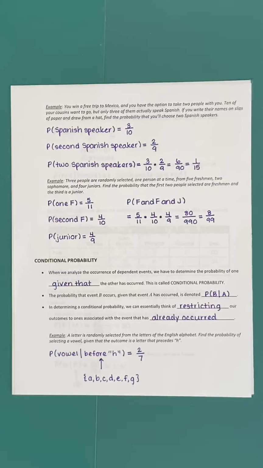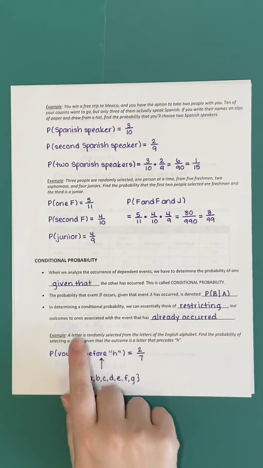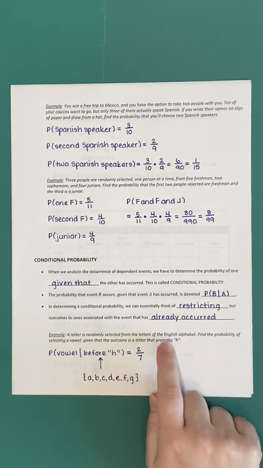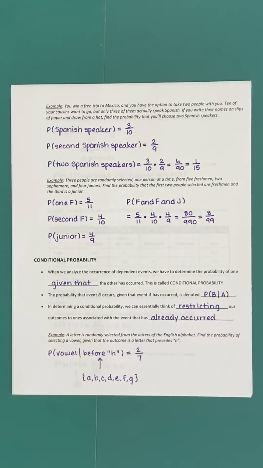So a letter is randomly selected from the letters of the English alphabet. Find the probability of selecting a vowel given that the outcome is a letter that precedes H. What is a vowel? A, E, I, O, U, sometimes Y. So those are your vowels. Any other letter is called a consonant. So we want the probability that we get a vowel given that we've already chosen letters that precede H.